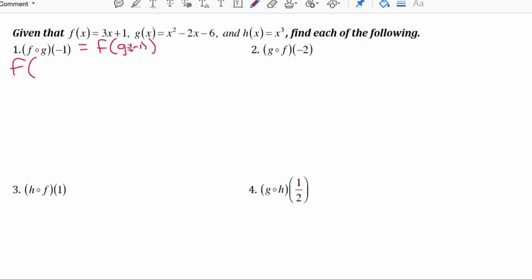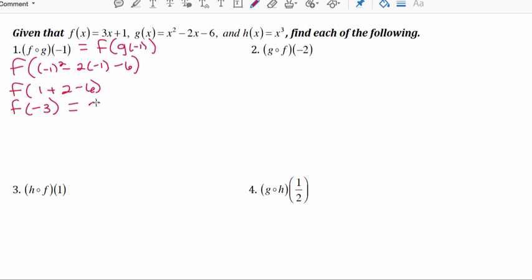So g of negative 1 looks like negative 1 squared minus 2 times negative 1 minus 6. So inside my parentheses now is g of negative 1 all filled in, my g function with a negative 1 plugged in. And then if I calculate that out, I get 1 plus 2 minus 6. And then you end up with f of negative 3. And then we just go ahead and calculate out f of negative 3.